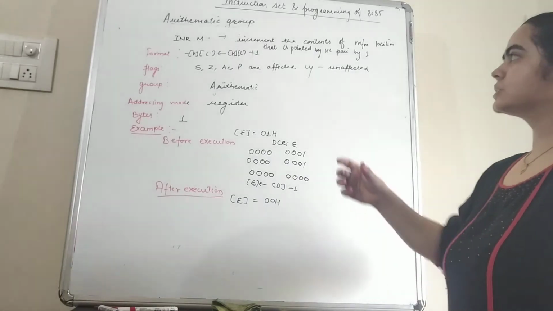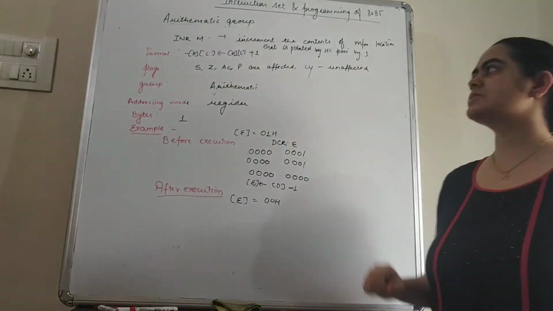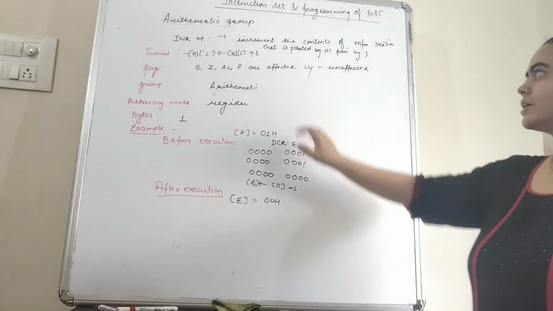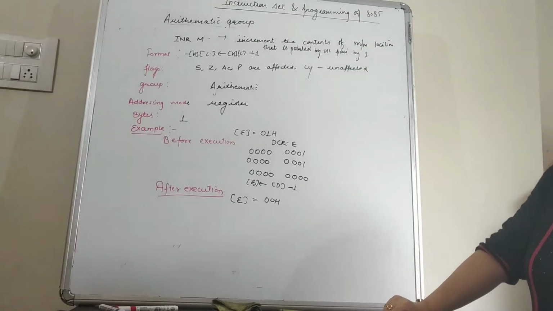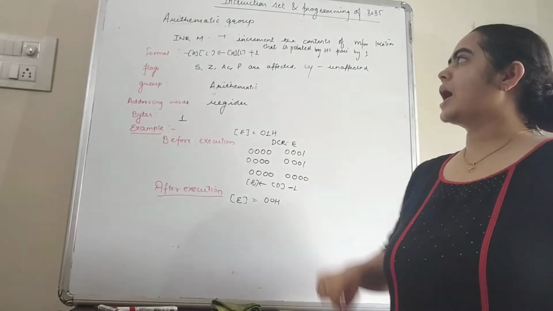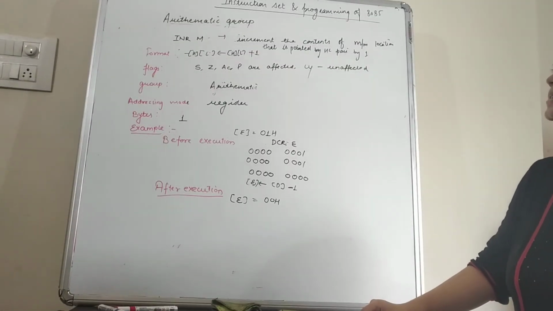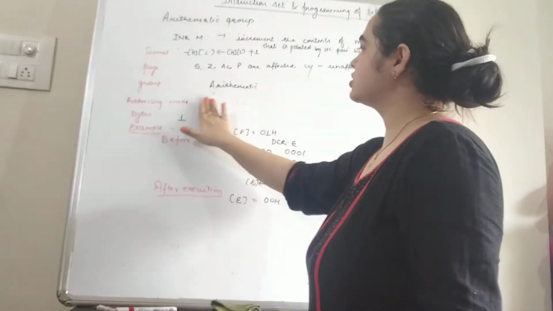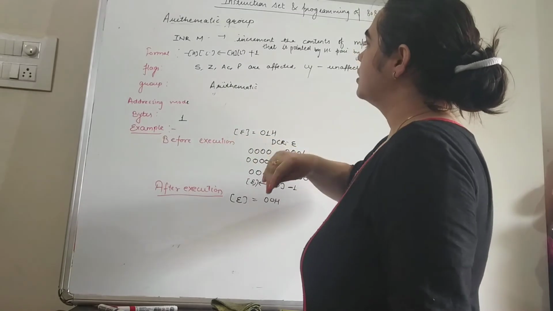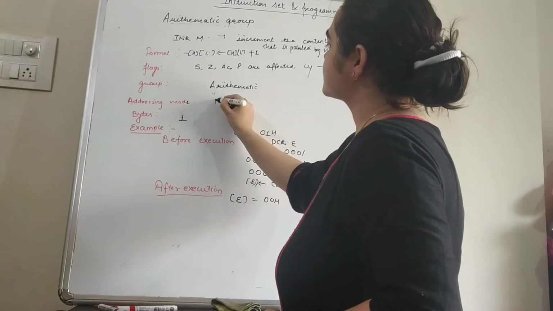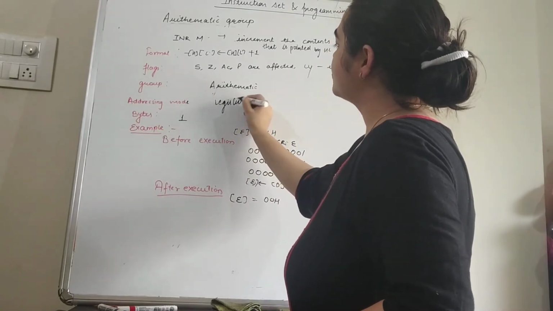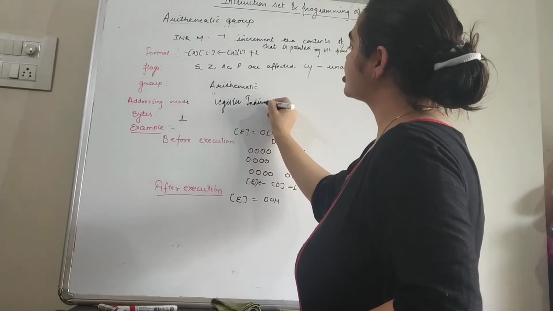After the execution of this instruction, sign, zero, auxiliary carry and parity flags are affected, while the carry flag is unaffected. The group is the arithmetic group and the addressing mode of this instruction is register indirect, because here the memory location is given.